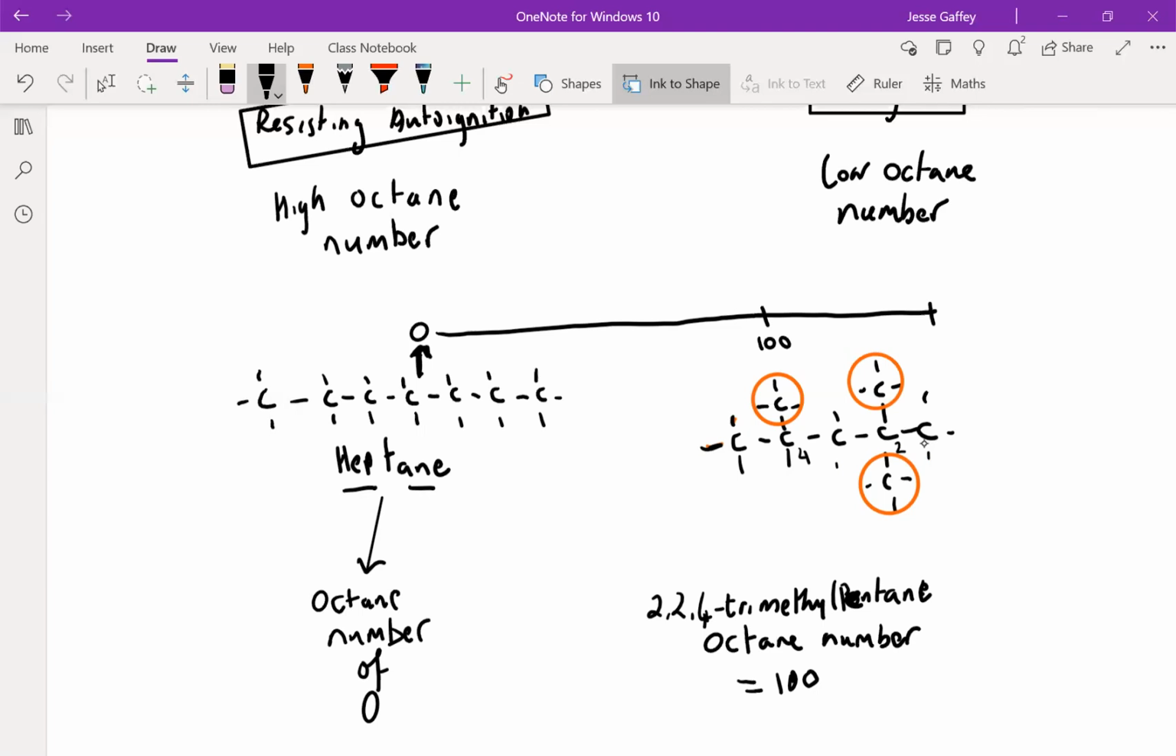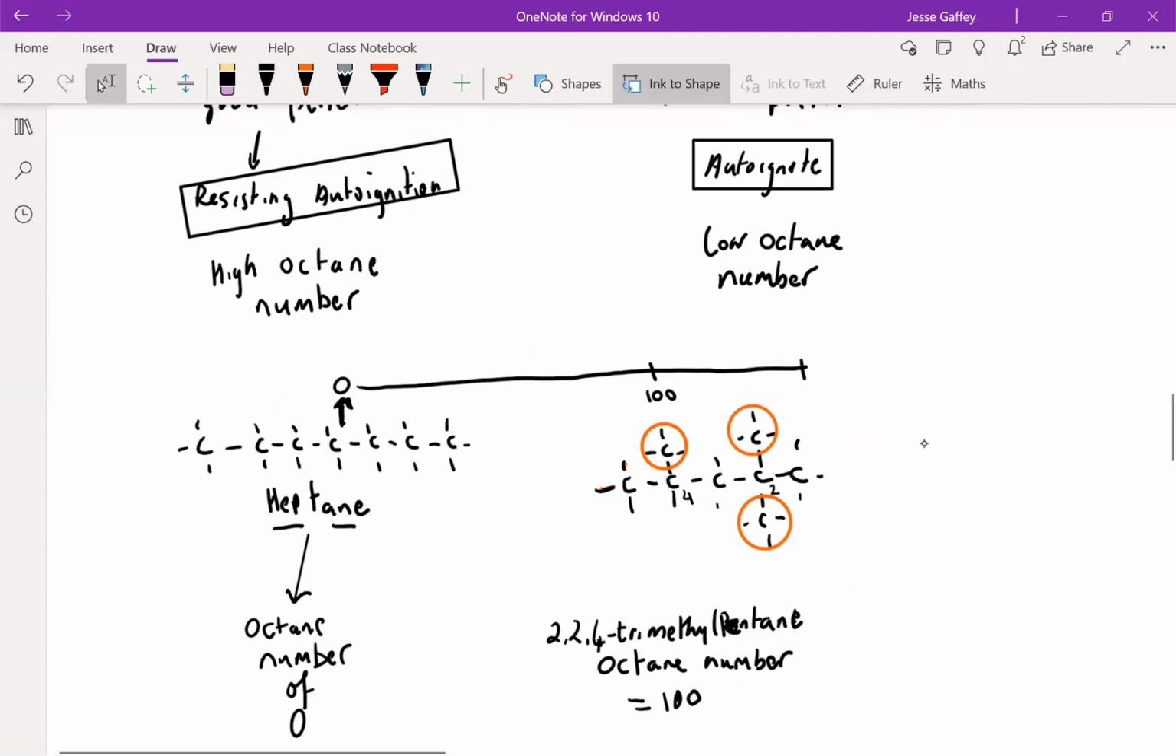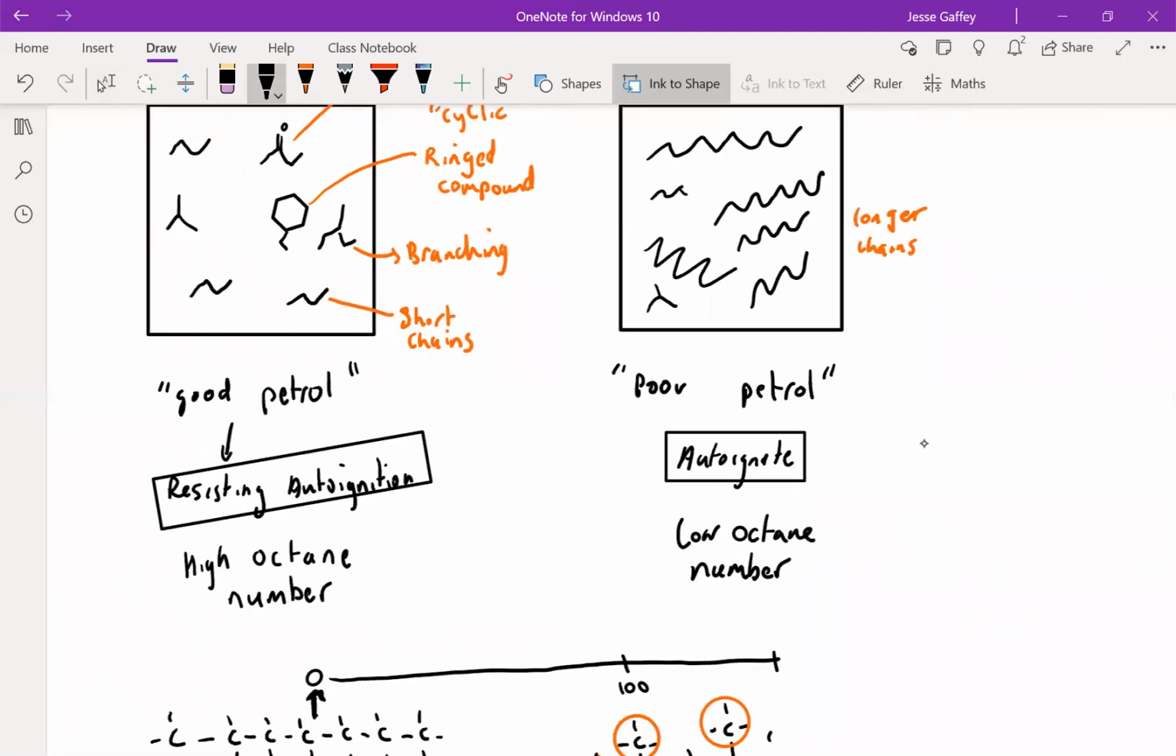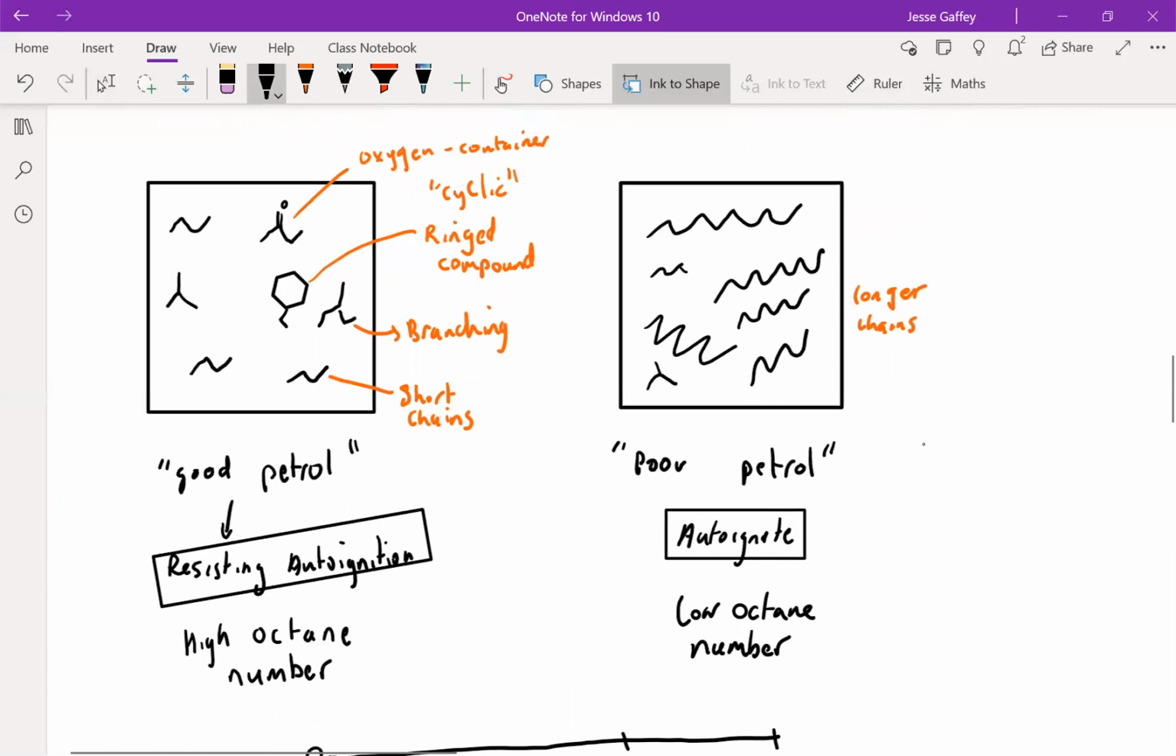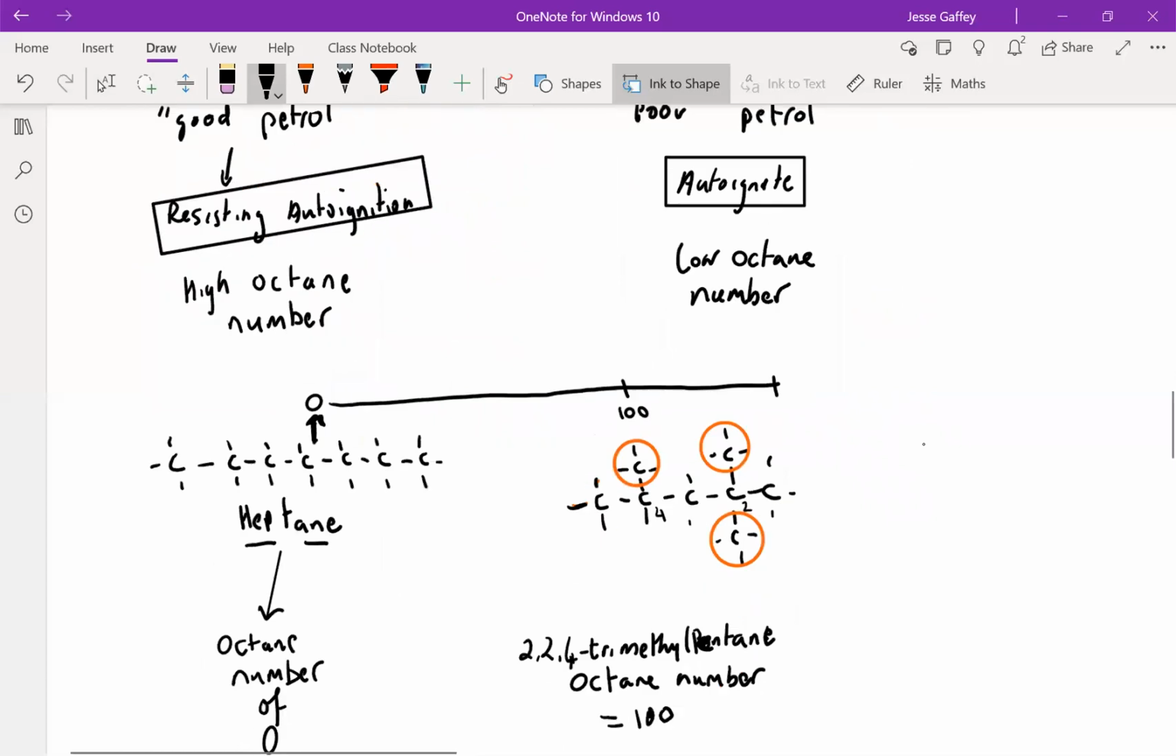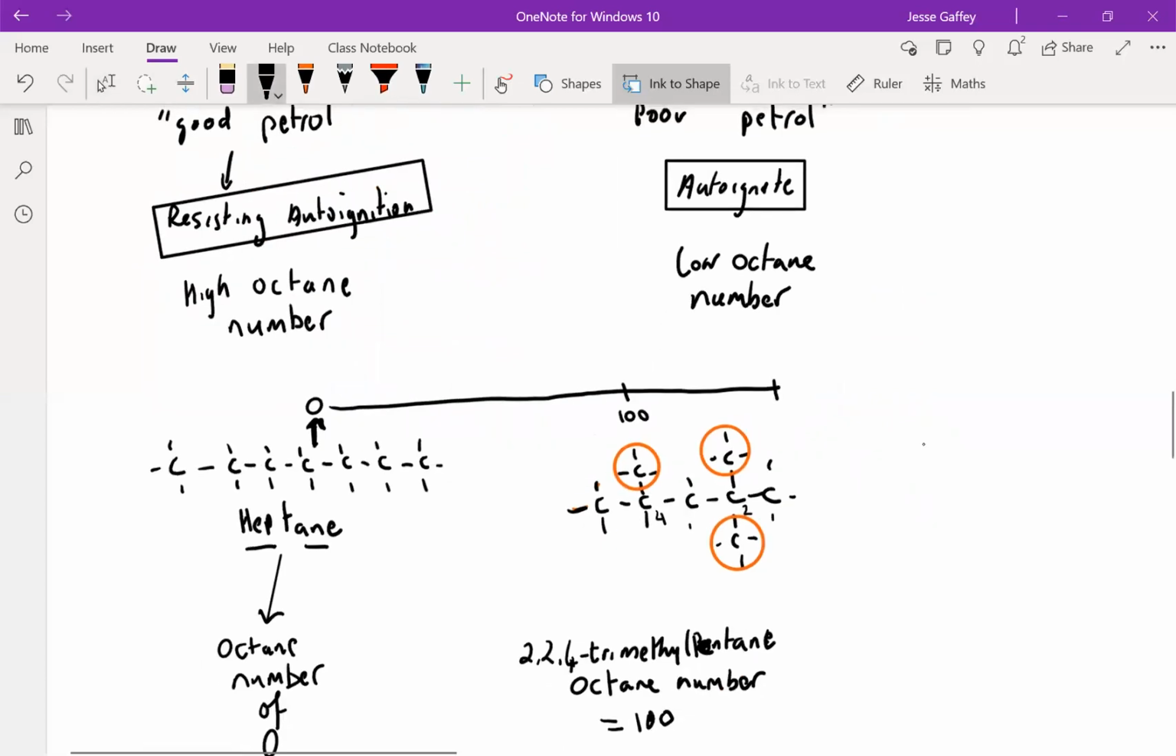So what features of molecules make them have a higher octane number? Well, it's the same ones that caused it to resist autoigniting up here. If we can resist autoigniting in this mixture, it will have a higher octane number. So what are the things? How is octane number affected? Or we say, factors that affect octane number.